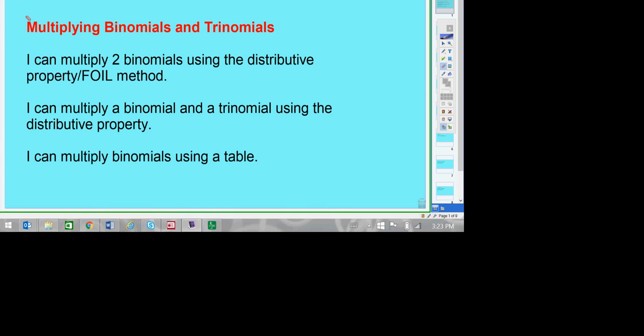I can multiply two binomials using the distributive property / FOIL method. So I'm going to talk about what that is. And then binomials and trinomials we're going to multiply. And then we're going to look at it from a table to help us understand it a little better.